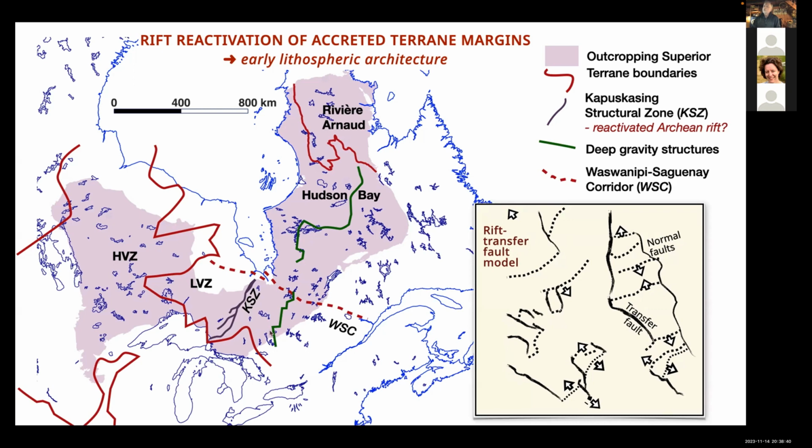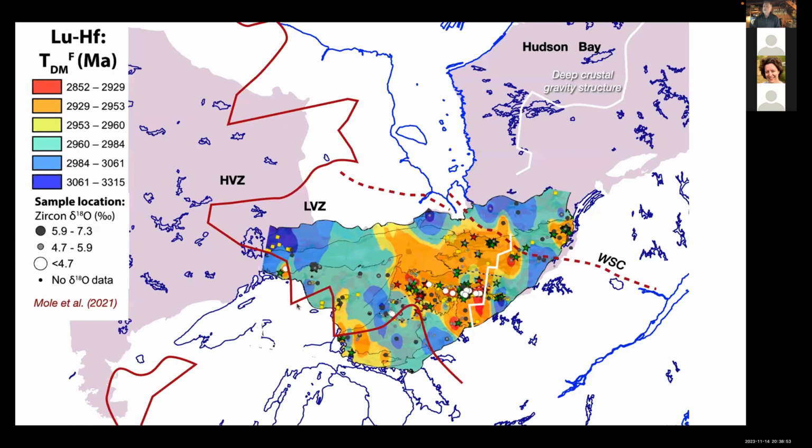And so would this major feature, which I haven't got time to talk about today, that goes right across the eastern part of the Superior. And it is offset by a structure that's also parallel to the Waswanipi-Saguenay corridor. And that Waswanipi-Saguenay corridor has controlled a lot of mineralization, right from the Archean through to the Proterozoic.